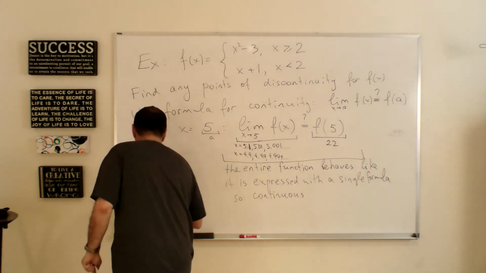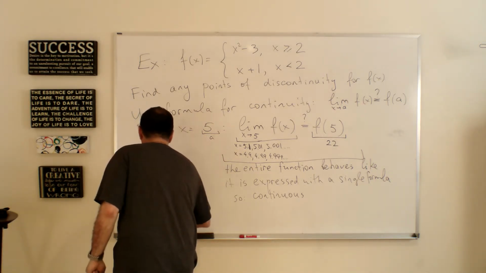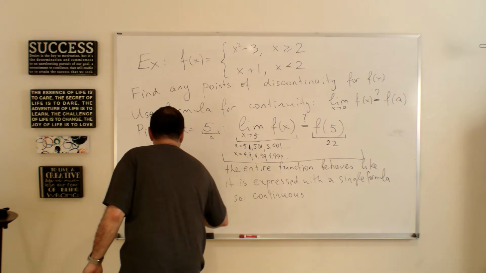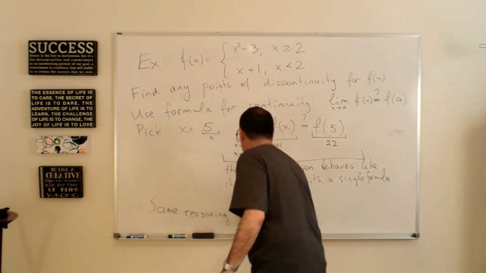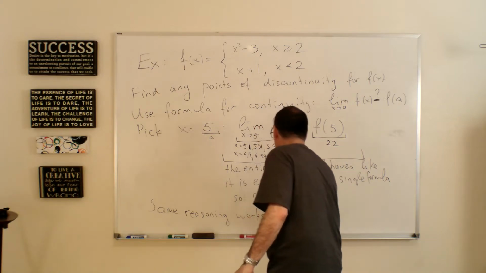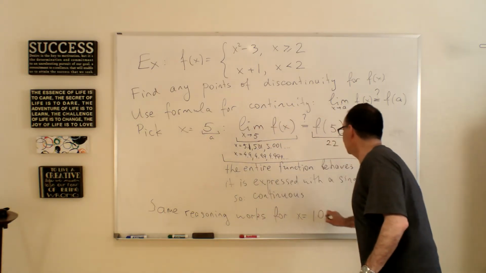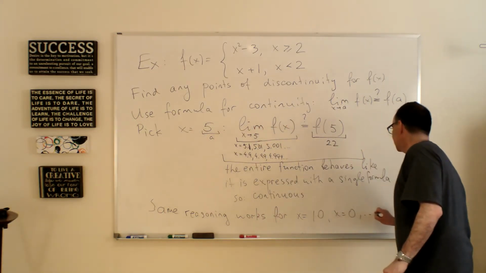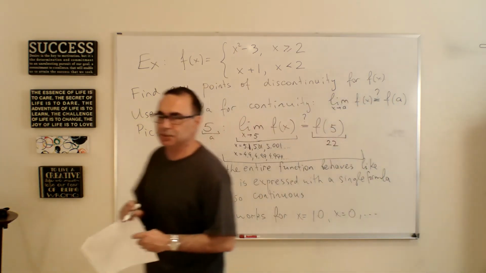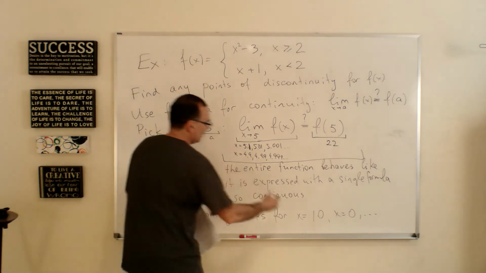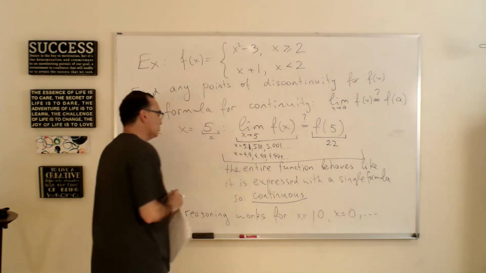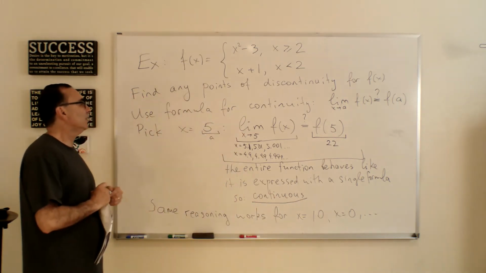So the same reasoning works for x equals 10, x equals 0, etc. For almost all x values, the same reasoning works, and the conclusion holds. So the function is continuous.